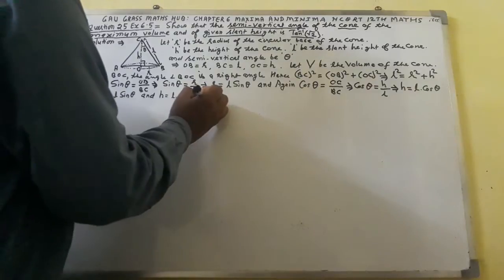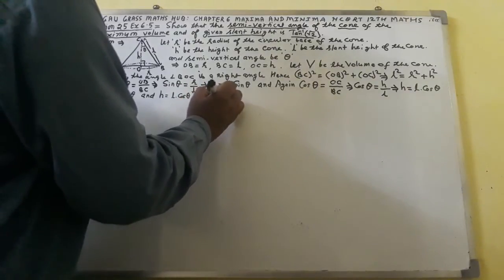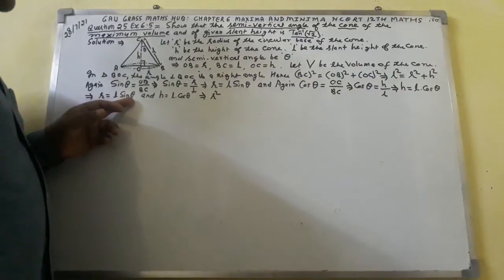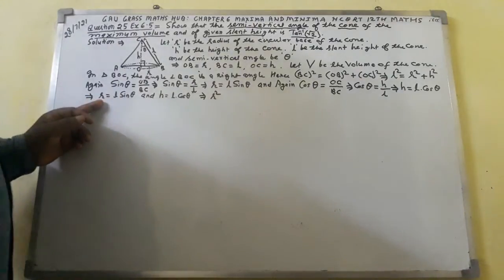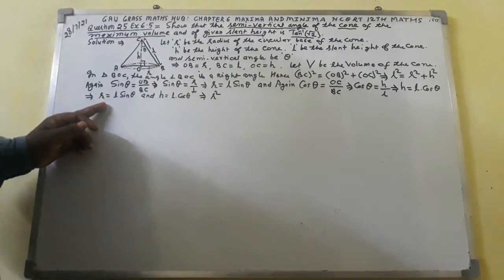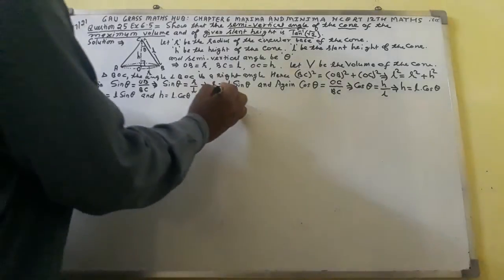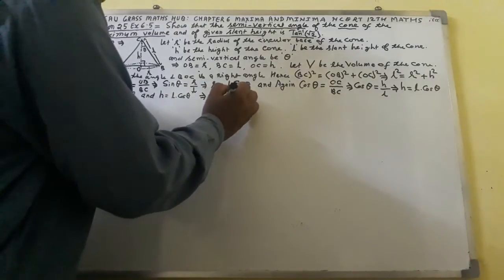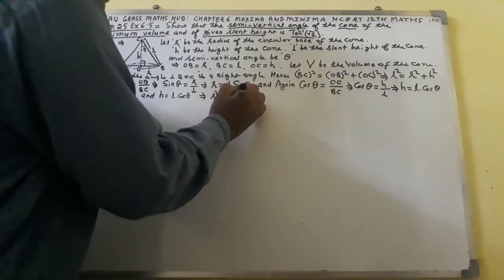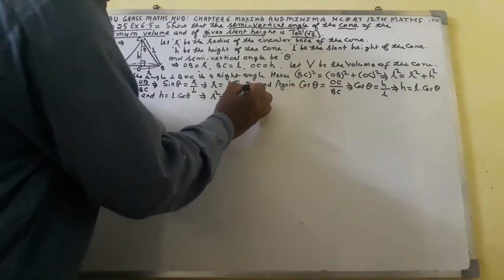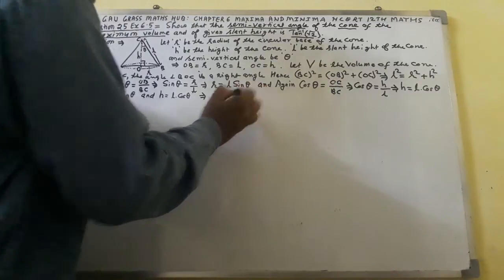Again, R is equal to L dot sin theta. Squaring both sides, you will get R squared equal to L squared dot sin squared theta.